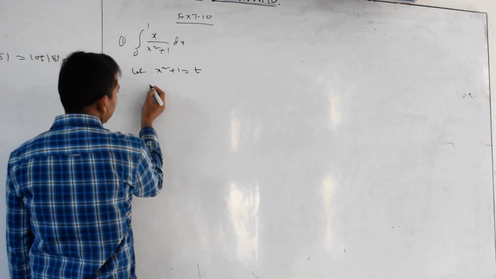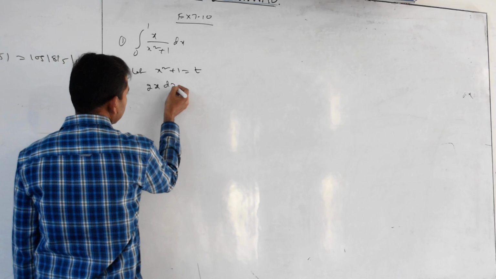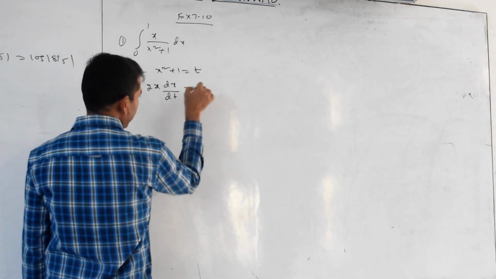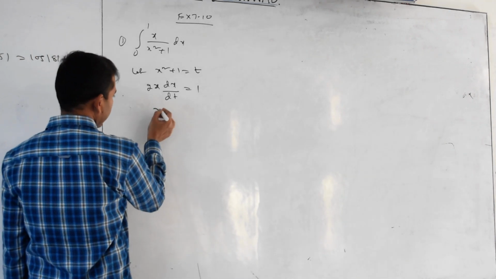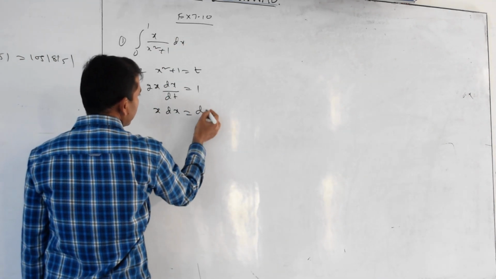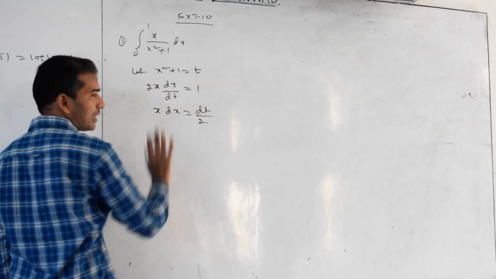After differentiation, the derivative of x square is 2x. With respect to t, dx by dt, the derivative of 1 is 0 and the derivative of t is 1. So x dx is equal to dt by 2. Right?